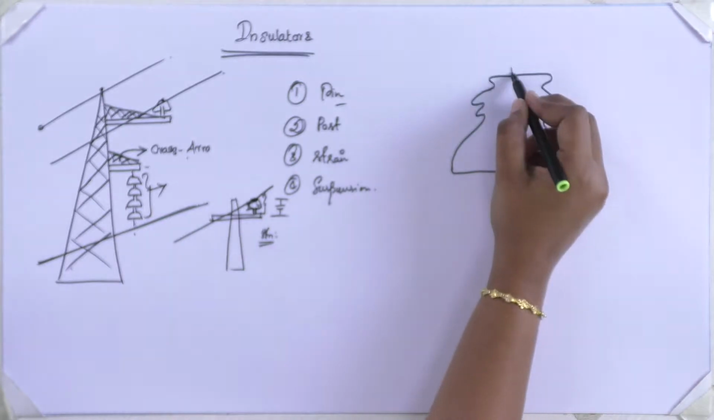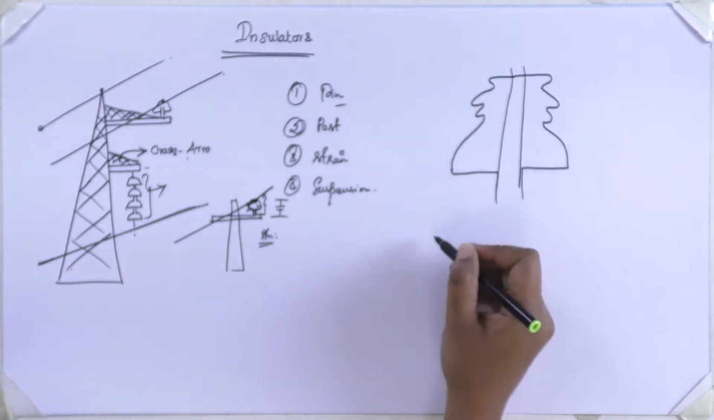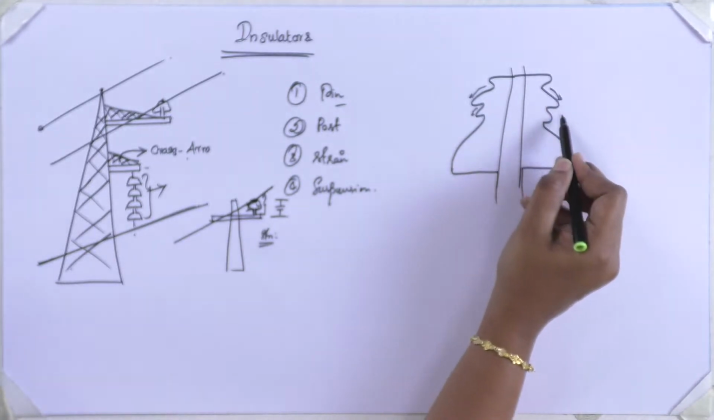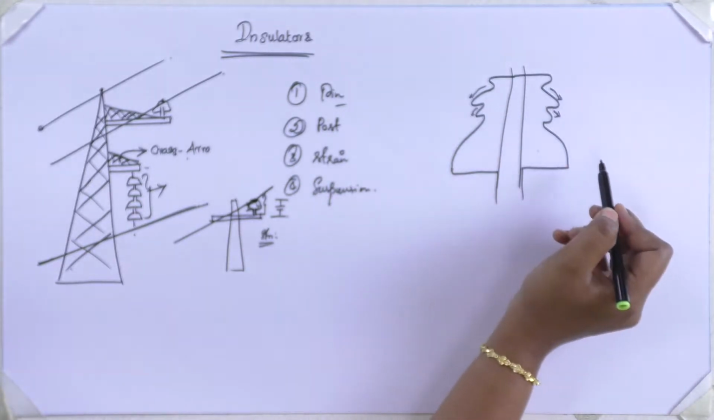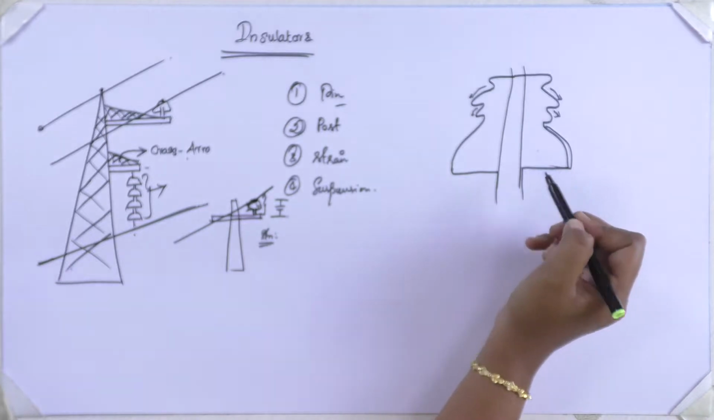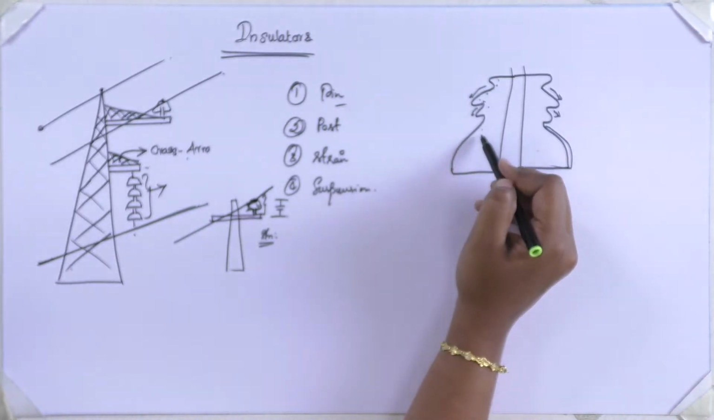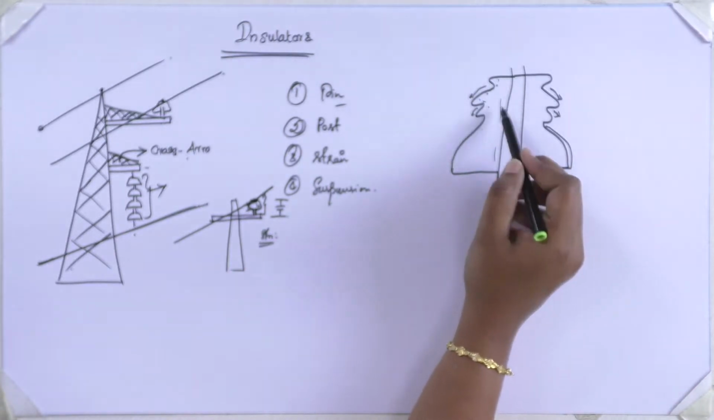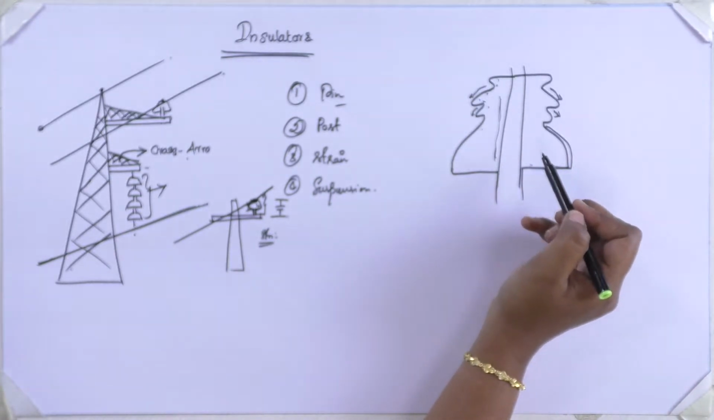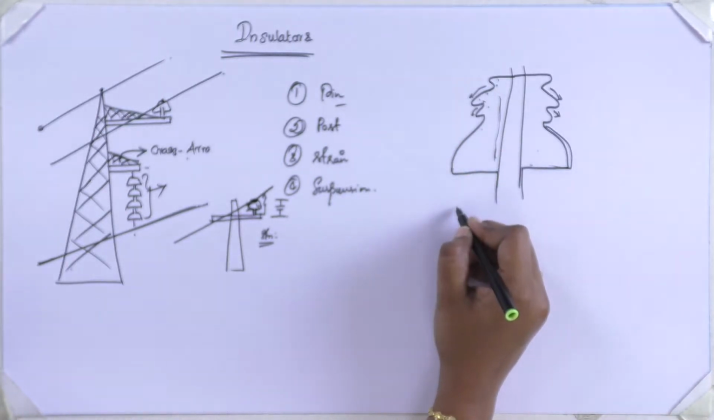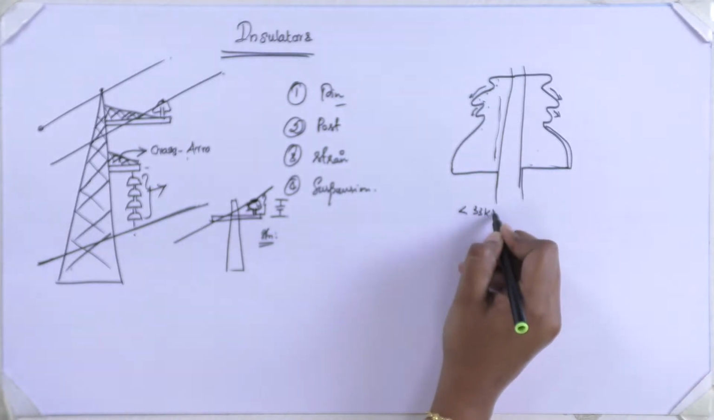So the pin insulator more or less will be like this. Why this curvature and this arrangement? It is so that rainwater does not stagnate, because of the porcelain material. Even if rain is there, the dry part inside the porcelain will act as a good insulator. The next point is that the pin insulator is used for less than 33 kV.